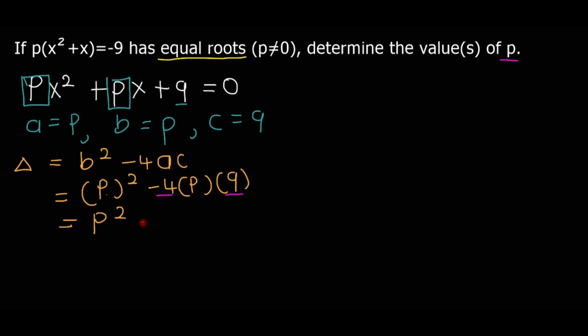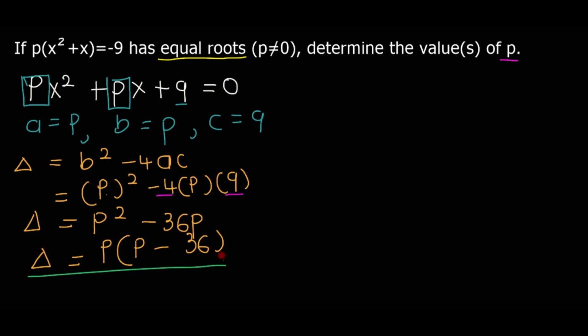And then I have p, so this is -36p. And then if this is p squared minus 36p, this is the same as taking p out and having p and then minus 36, here I just factorize. So this is our discriminant, but now we want to answer this question: find the values of p if the equation has equal roots.